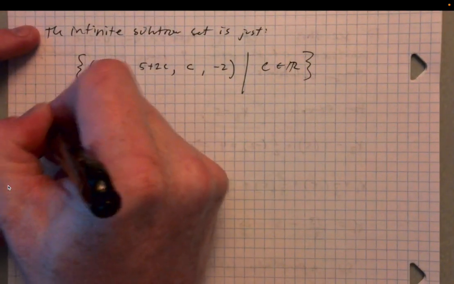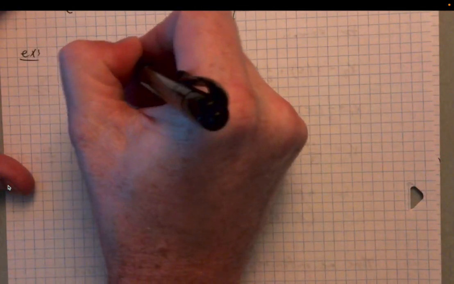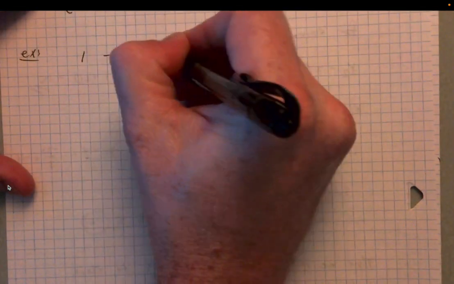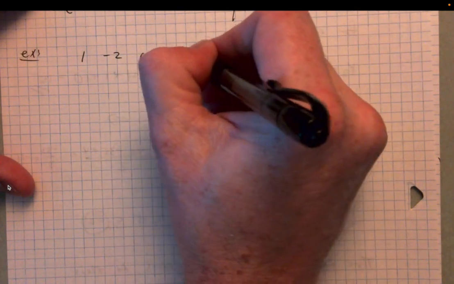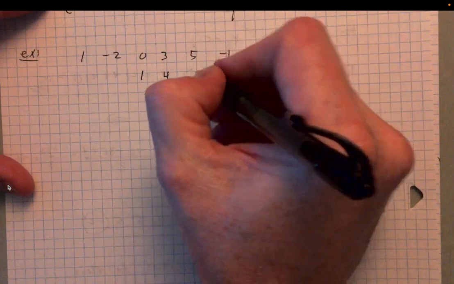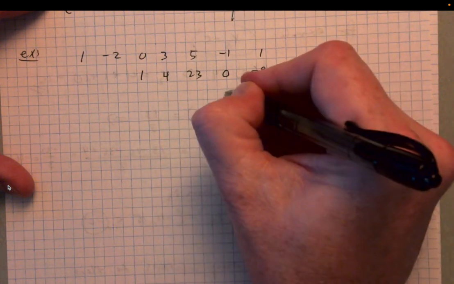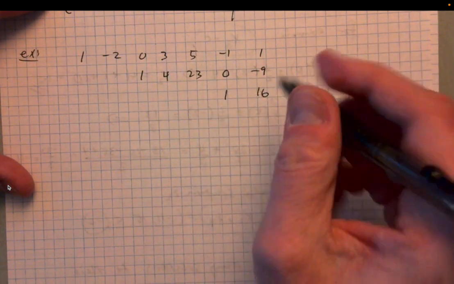So let's do an example here. Let's talk this through systematically because it can be a little tricky. I want to make sure that this is clear. So let's suppose that the final matrix after a Gaussian elimination is this guy. This is a bigger matrix. 1, -2, 0, 3, 5, -1, 1. Okay, I've got a pivot here, followed by 4, 23, 0, and -9. And then I've got a pivot way over here, 1 and 16, and then everything else is 0.